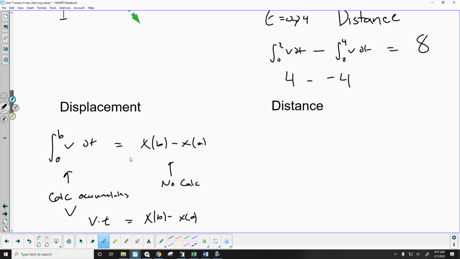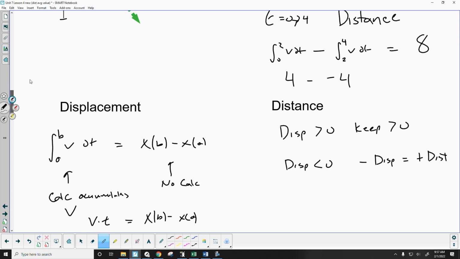Distance involves displacement. If your displacement is positive, keep it positive. If your displacement ends up being negative, you're going to subtract your displacement so that it becomes a positive distance. Or you'll take the opposite of it so you can add a positive distance.